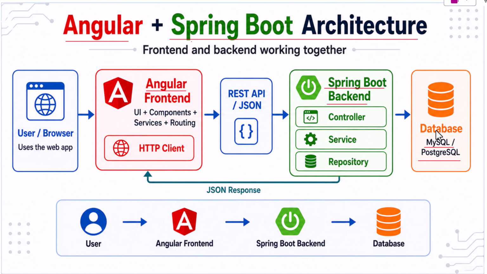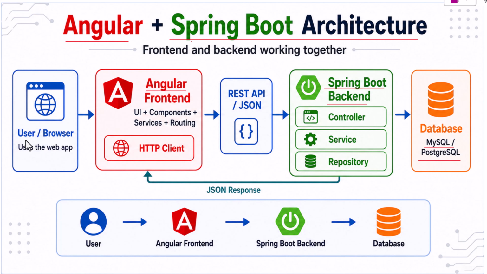The main idea is very simple. Angular handles the user interface. Spring Boot handles the backend logic and REST APIs. The database stores and returns the actual data. Now let's understand how the complete flow works from the user to the database and back.